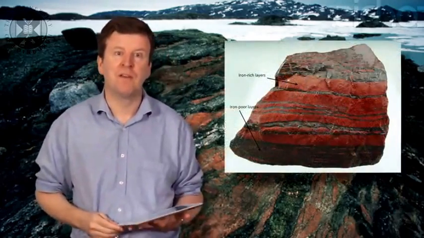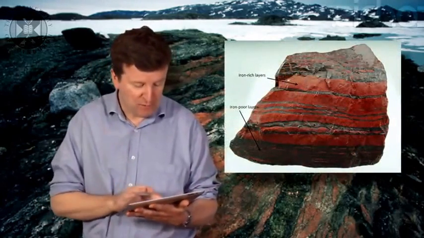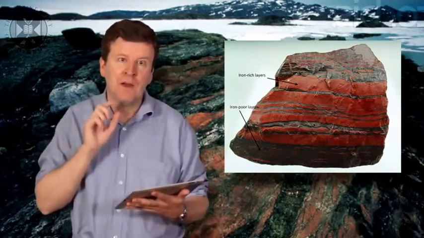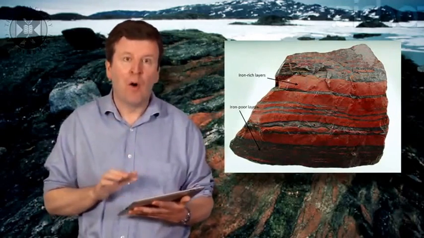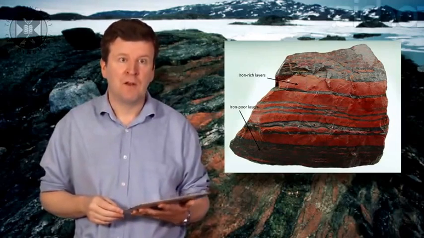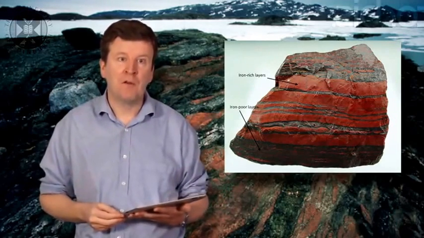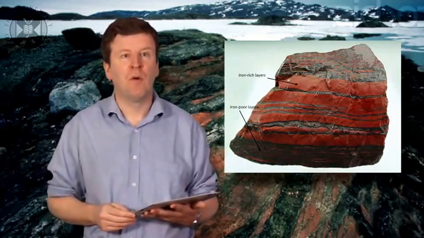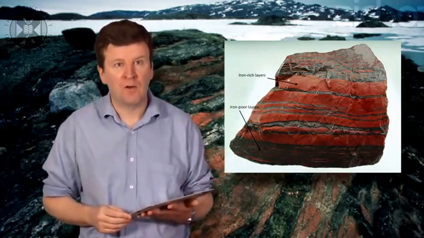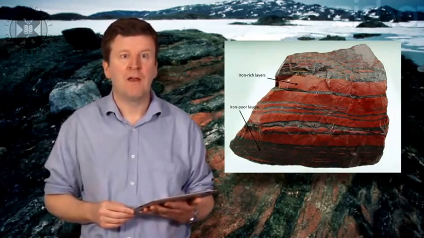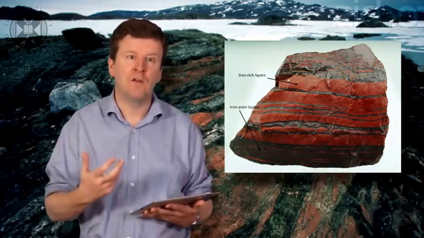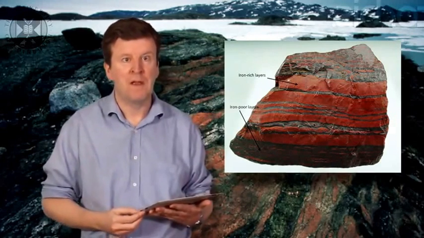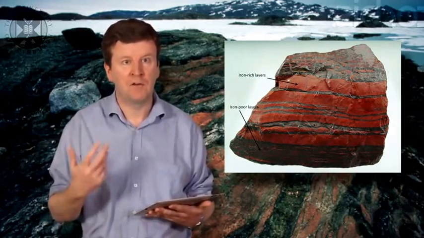A good example of this is banded iron formations. And these are layers of iron-rich compounds that were laid down in the rock record before 2.4 billion years ago. Where did these banded iron formations come from? Well, what we think happened is that before 2.4 billion years ago, there was very little oxygen in the Earth's atmosphere. And as a result, a lot of the iron in the oceans was dissolved. It was solubilized. It was mixed with the water in the form of reduced iron, a very soluble form of iron.